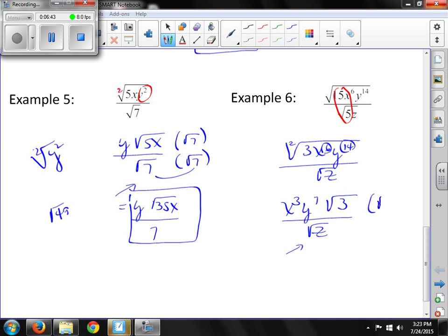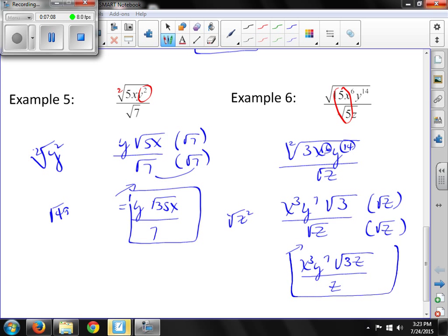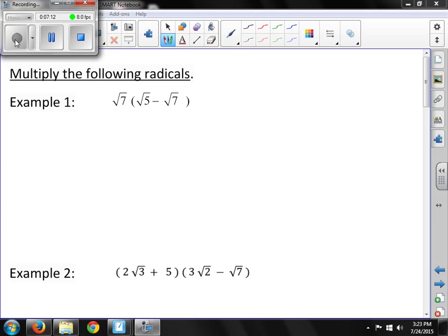I'm going to multiply the numerator and the denominator by the square root of z, so that I will have x cubed y to the 7th times the square root of 3 times z, which is 3z. And in the denominator, I'm going to have the square root of z times the square root of z, which is the square root of z squared, which would just become z. Final answer there.